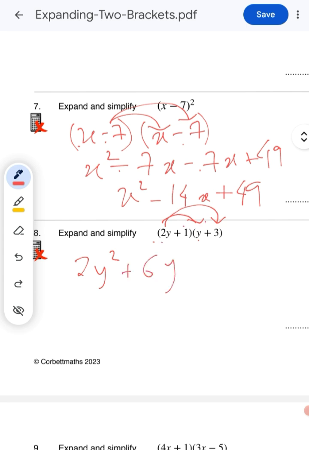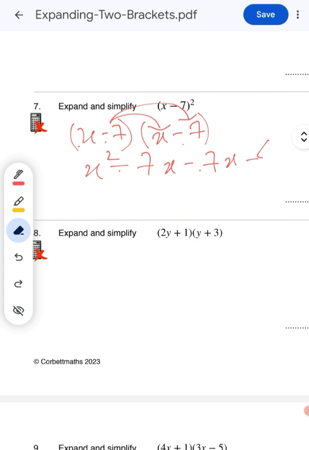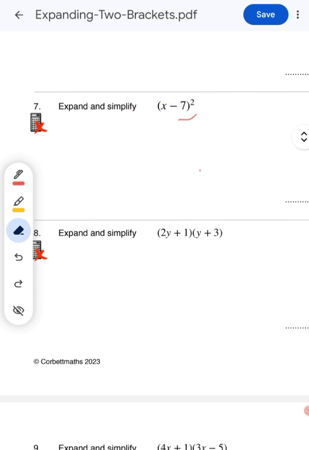Now 1 multiplied by y is y and 1 multiplied by 3 is a 3, right? When there is a y, that means it's a 1y. So 2y squared, 6y plus y makes a 7y plus 3. I hope it's clear to you all. Moving on.